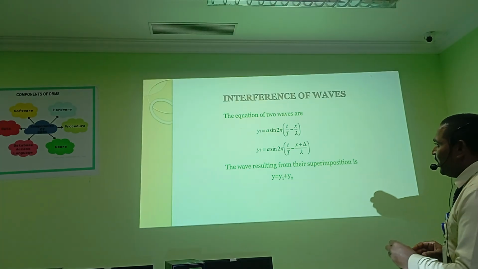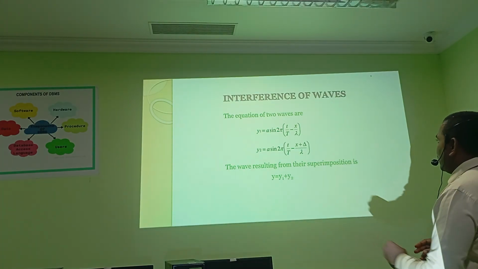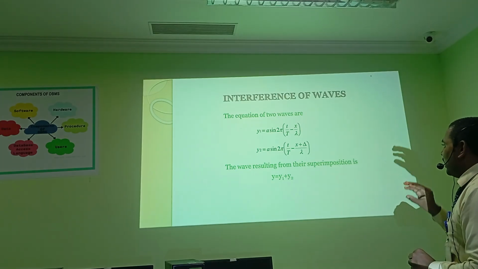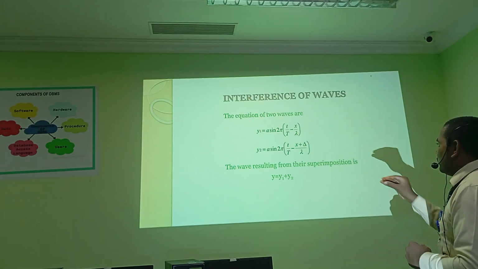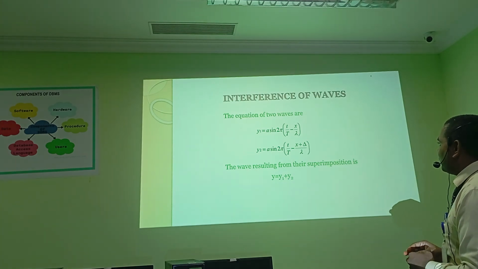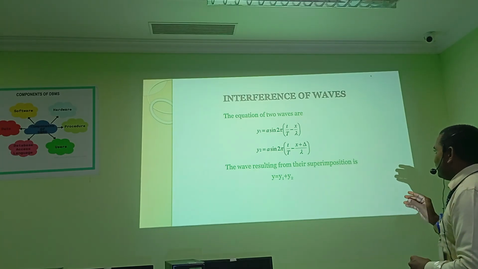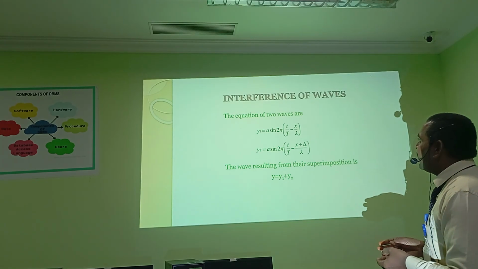Here small t means the period of time the light takes to travel, which depends upon the time taken. The x means the position, and lambda depends on the light passing through. The second wave pattern is y2 equals a sin 2π(t/T − (x + δ)/λ). That is the form of the condition for interference.